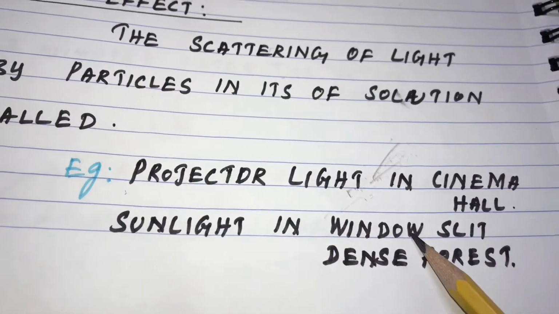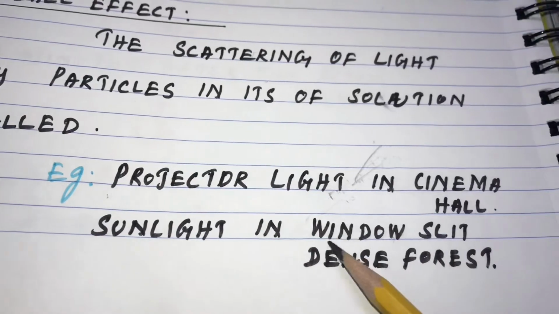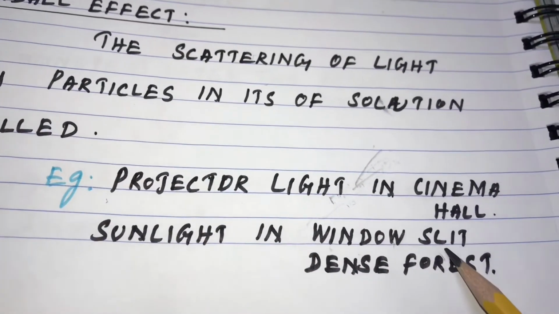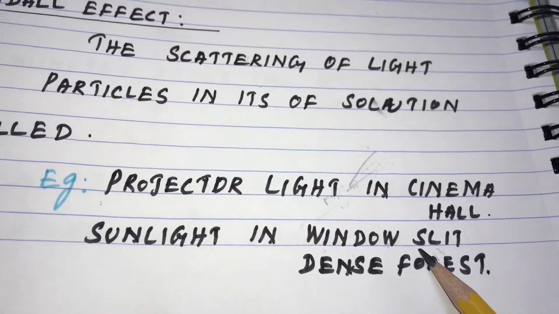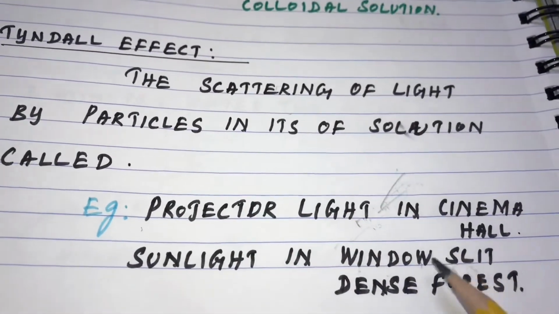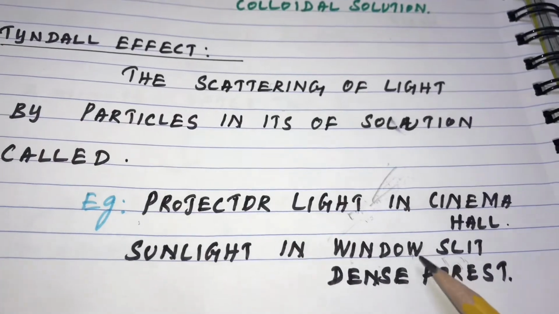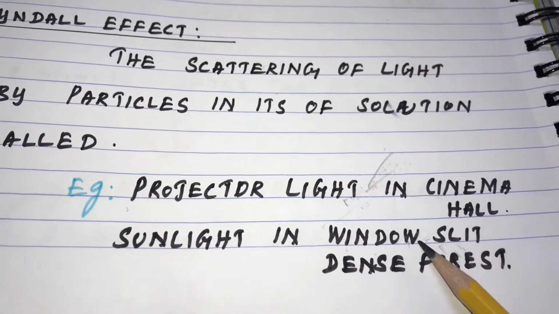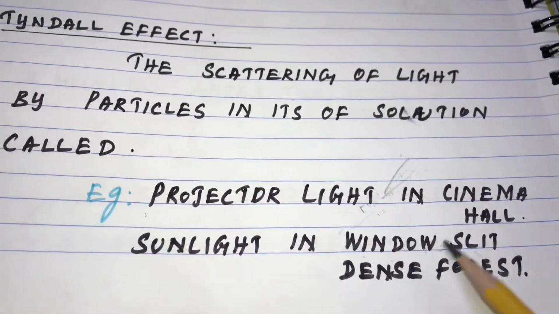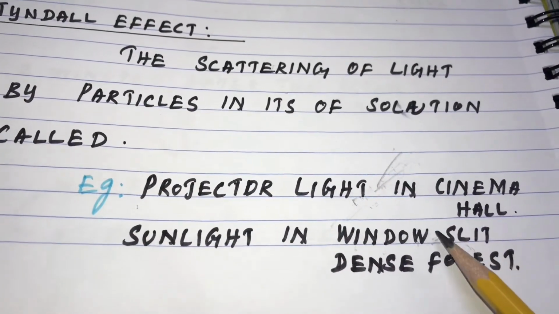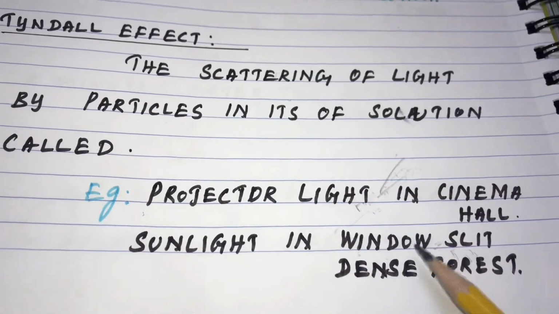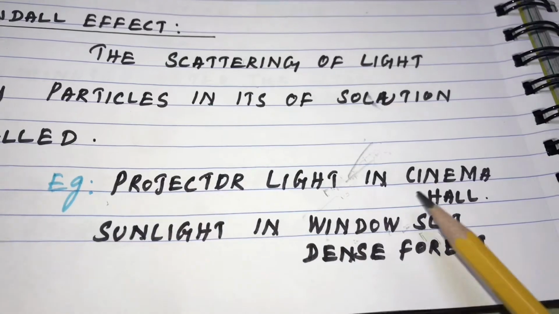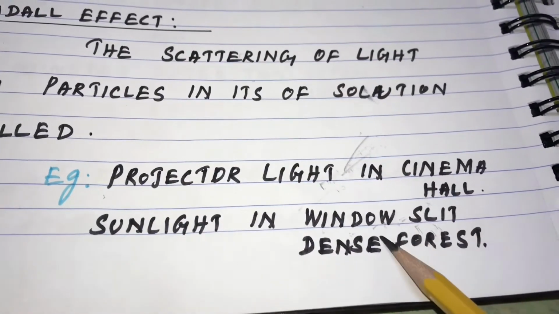In the early morning or in the evening, sunlight emerges from our window slit. From the window slit we can see the Tyndall effect, the movement of particles in the sunlight. The dust particles, air particles, and particles present in fog scatter sunlight, thereby we can see the falling of sunlight from our window slit.